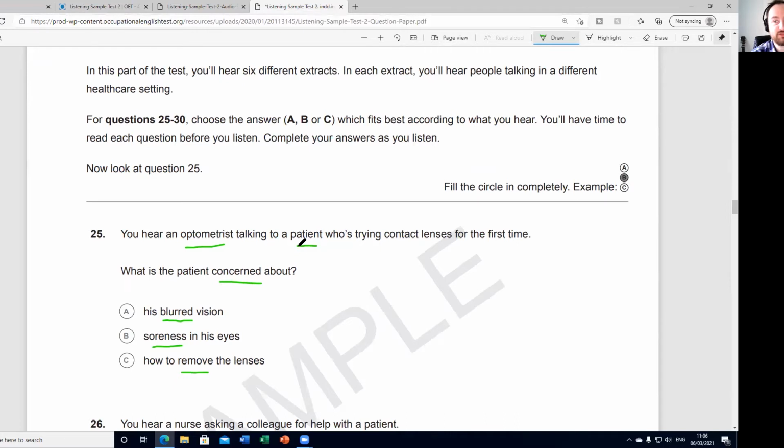Okay, so did you hear the correct answer? What did you go for? The correct answer in this one is A, his blurred vision.